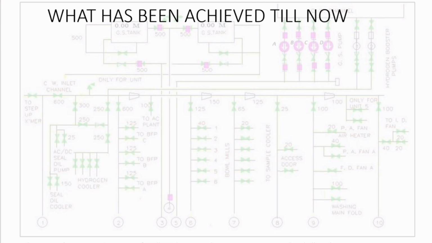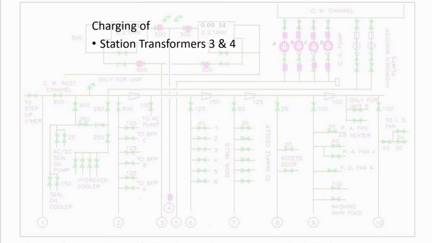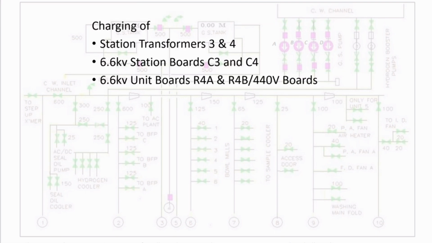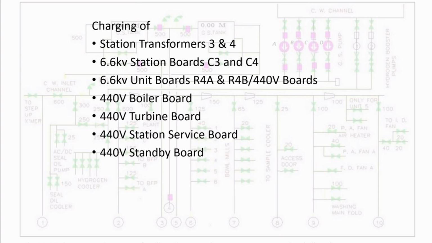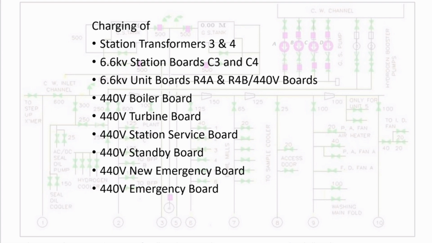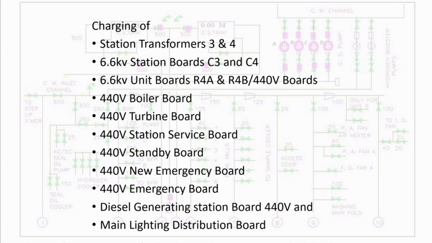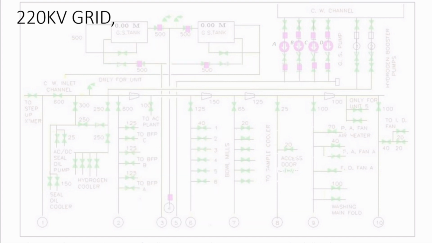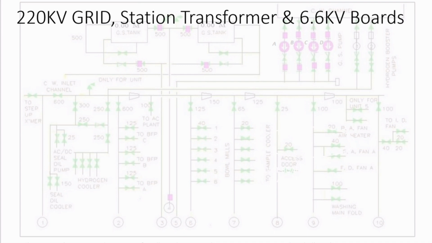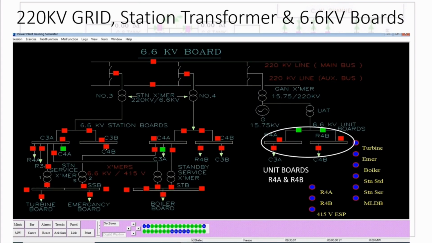Well, up till now we have achieved the charging of station transformers 3 and 4, the 6.6 kV station boards C3 and C4, 6.6 kV unit boards R4A and R4B, the 440 volt boiler board, the 440 volt turbine board, and the rest of the boards. The 220 kV grid and the station transformers are displayed on this mimic. You can see the mimic.